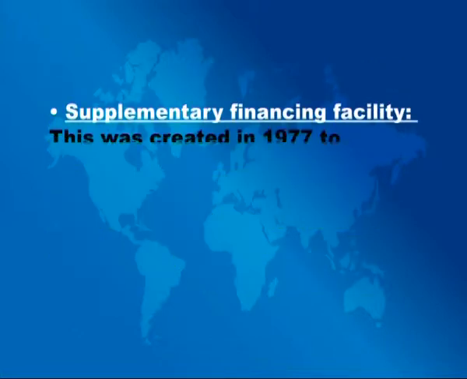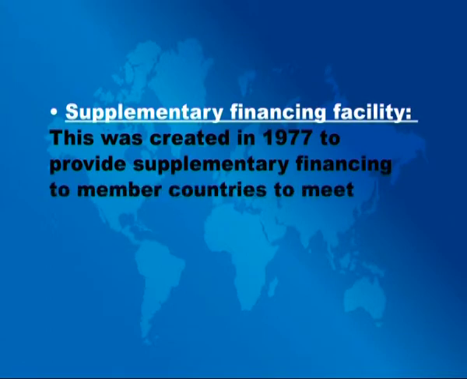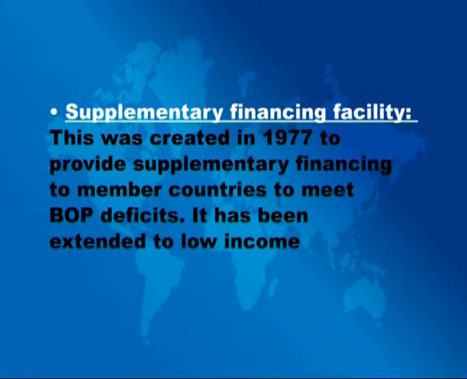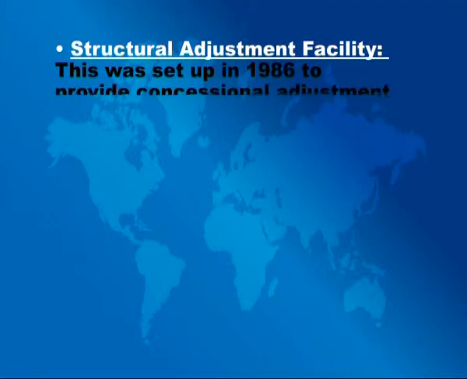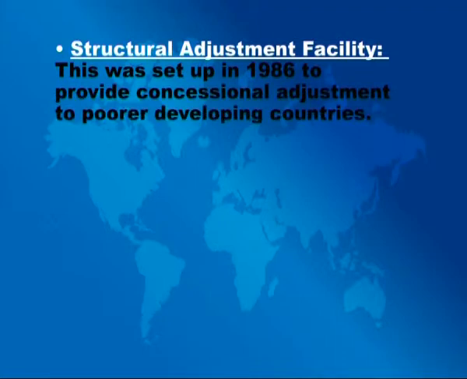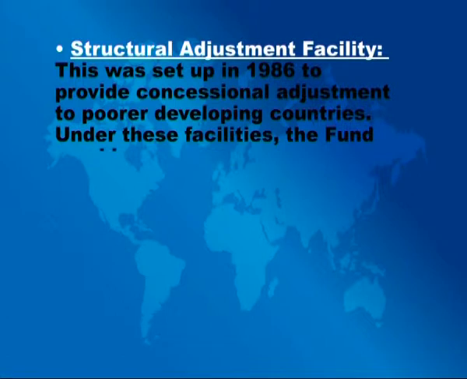The supplementary financing facility was created in 1977 to provide supplementary financing to member countries to meet the BOP deficits. It has also been extended to low-income developing countries. The structural adjustment facility was set up in 1986 to provide concessional adjustments to the poorer developing countries.